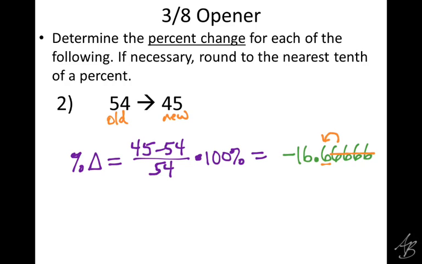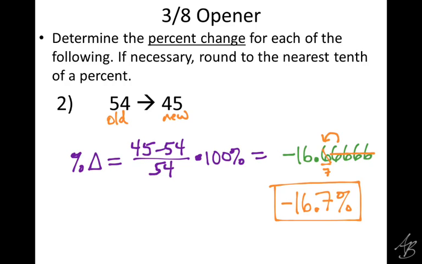7. Yeah. And the reason is the 6 next to it is 5 or more, right? So since that next number is 5 or more, then we increase this one to a 7. And so what we end up with is negative 16.7%. So when our stock went up from 45 to 54, it went up by 20%. But then when it went down from 54 down to 45, it only went down by 16.7%.